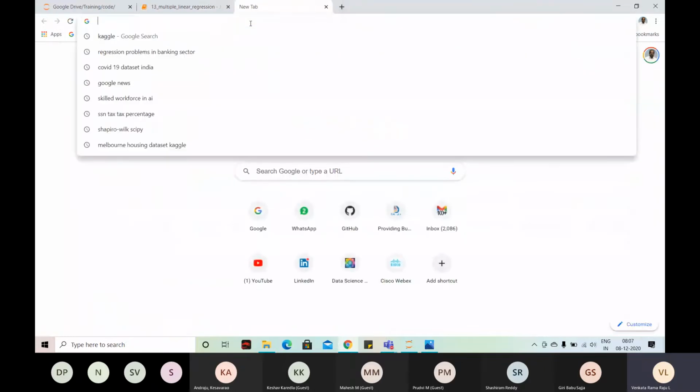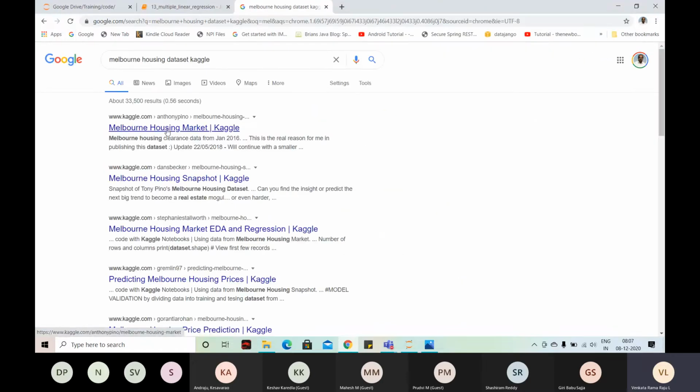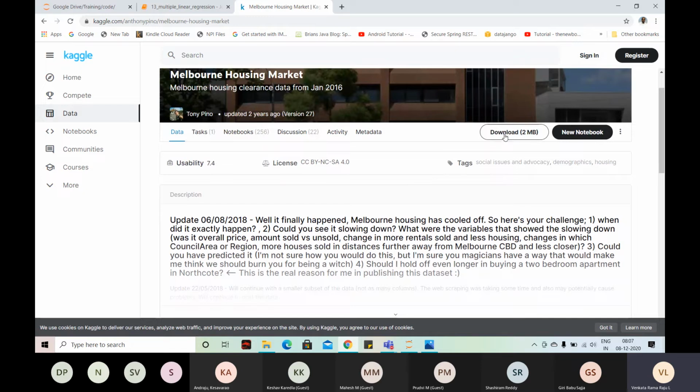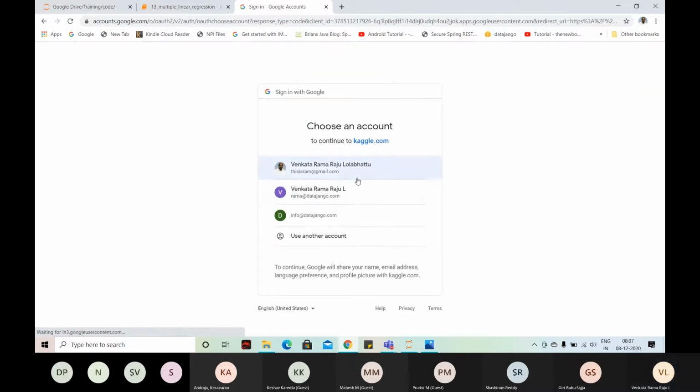So see this Melbourne housing data, Kaggle dataset. I already registered, so I am not signed in. You need to sign in and download. It's a 2 MB data, so I think I can download it. Give me 1 second, I'll put it there.